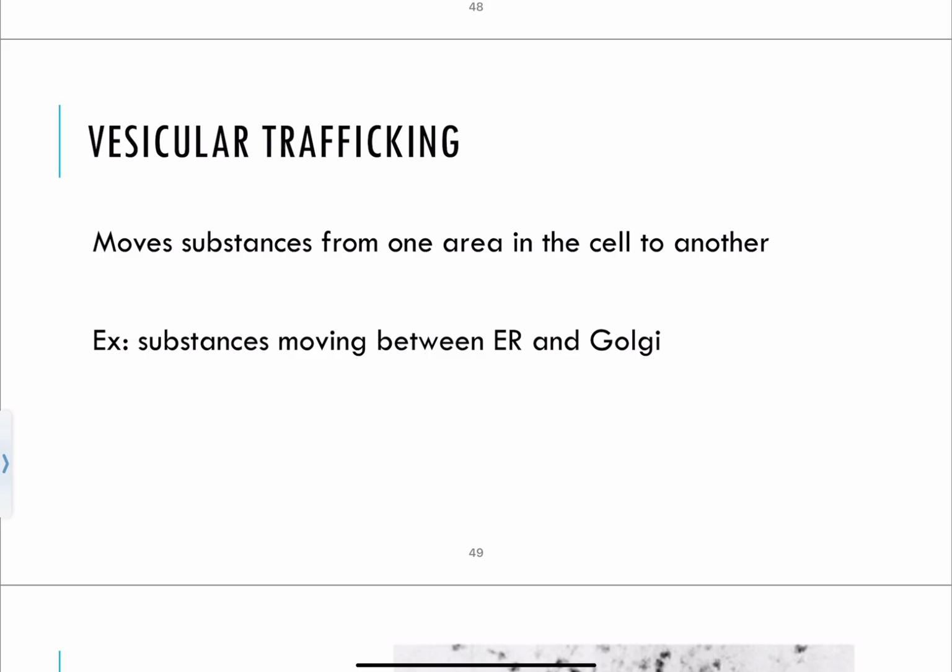Vesicular trafficking was the other type, and again, we're not talking about moving something from inside of the cell to the outside or vice versa. We're talking about moving something within the cell from one area of the cell to another. So, for example, moving it from the endoplasmic reticulum to the Golgi. It's not actually leaving. Either way, it requires energy.